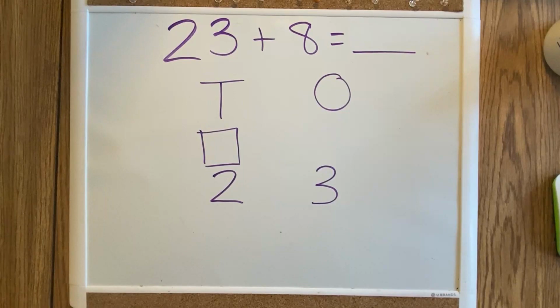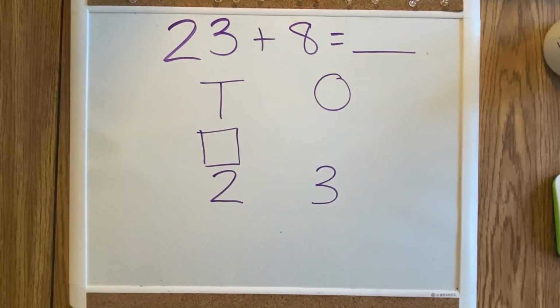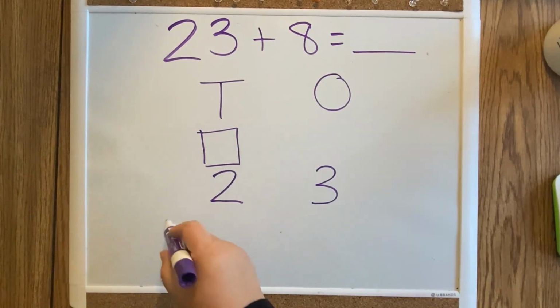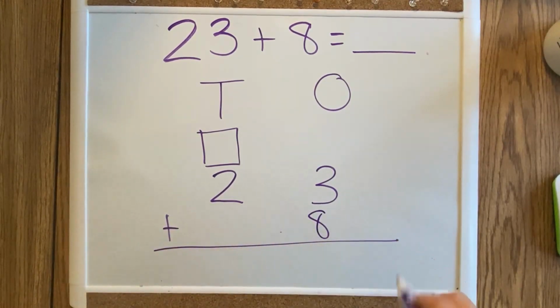Sometimes when we have a 2-digit number and we have a regrouping box, first graders like to put your ones in this blank spot. But just move your ones down a little bit so your 2-digit number is side by side. Now we're going to add 8 plus 8 and the equal sign.